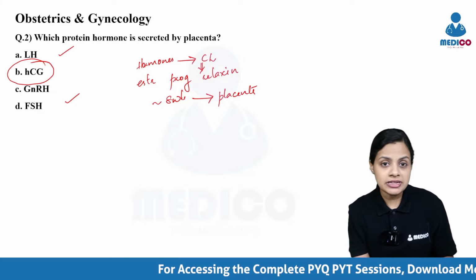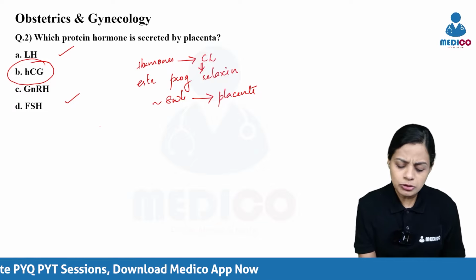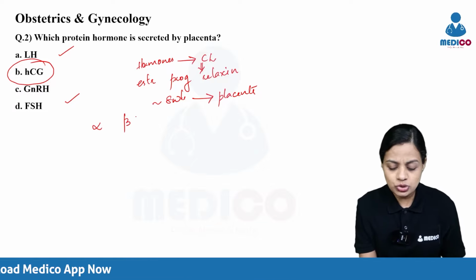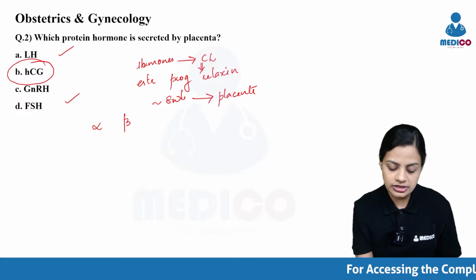This is also the basis of the urine pregnancy test. We are trying to detect HCG. A couple of words about HCG. HCG is, as you know, a glycoprotein. It has an alpha subunit and a beta subunit.